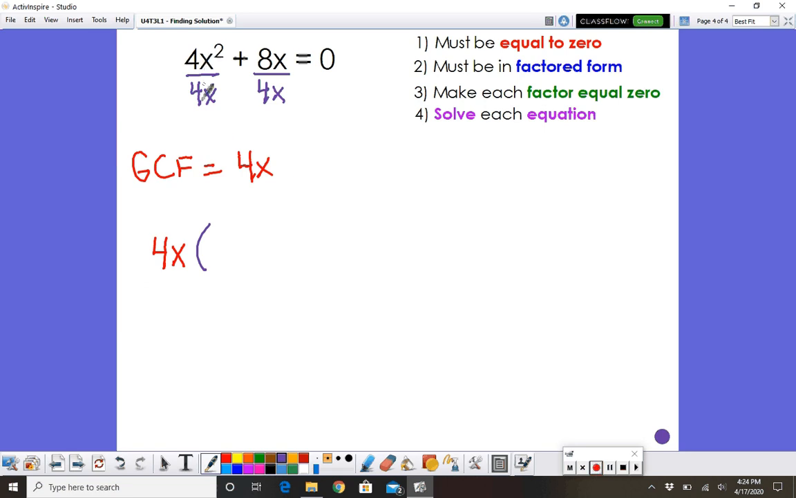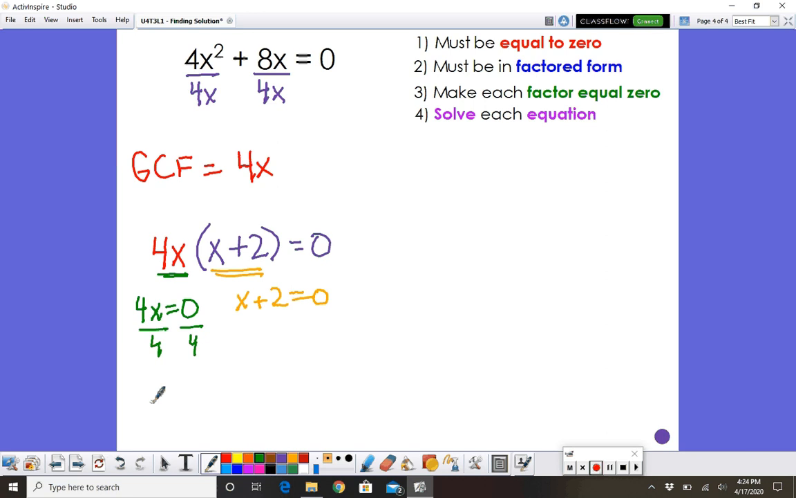So 4x squared divided by 4x is going to leave me with just an x. And you can tell because if you multiply these together, 4x times x gives you 4x squared. Now here, 8x divided by 4x, that's going to leave me with just a 2. And so now we have our two factors. Right here, x plus 2, that's one of the factors. The other factor we have is 4x. So when we solve this problem, we could see that x could be 0, or x could be negative 2.